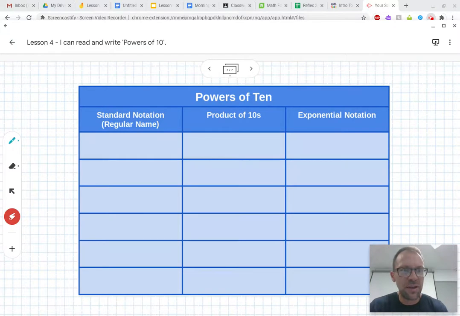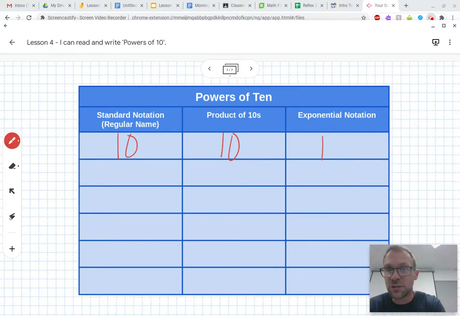So if we write the number, I'm going to use red now to make it show up. If we use the number 10, that's the regular name for the number. As a product of 10, well, you don't have to multiply 10 by anything to get 10, so it's just 10. And then in exponential notation, we have 10. We didn't multiply it by anything, so we just write 10 to the first power in exponential notation.